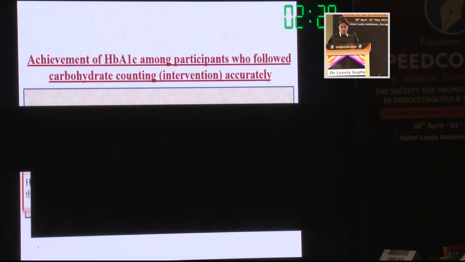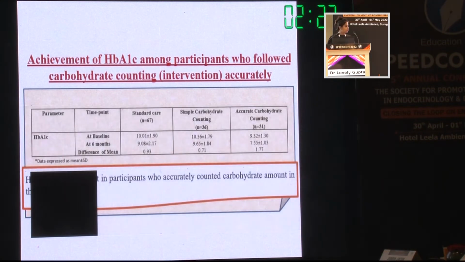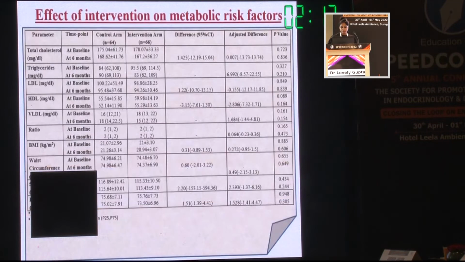And when achievement was seen in those who actually followed our intervention, that is who actually calculated and accurately counted the carbohydrate, HbA1c was mostly improved in those people, and there was more difference and more improvement in them, although the number was significantly less. That was only 31 out of 134 patients which I recruited in the beginning.